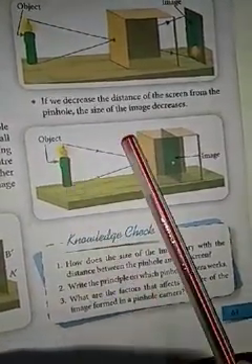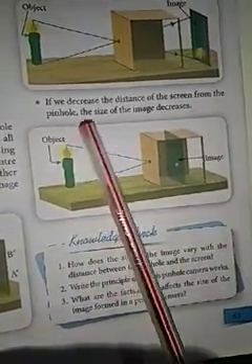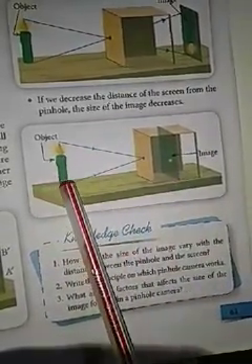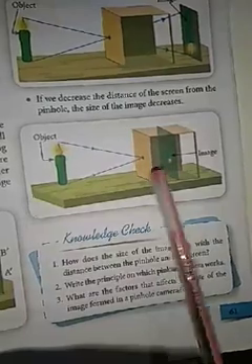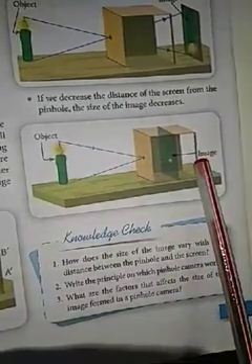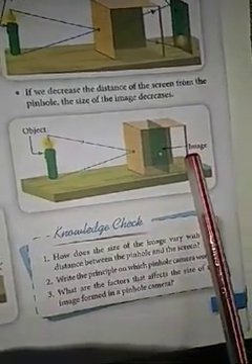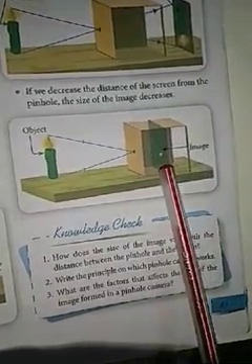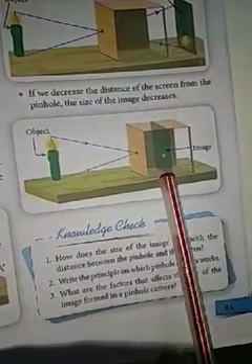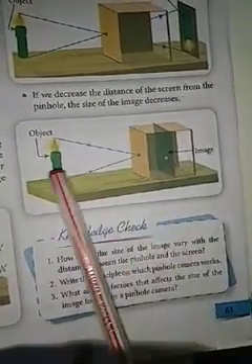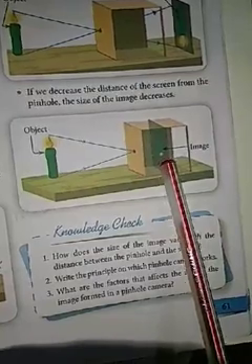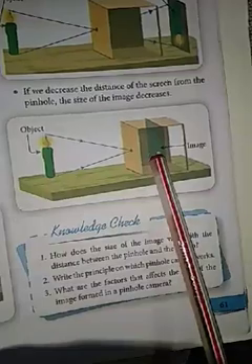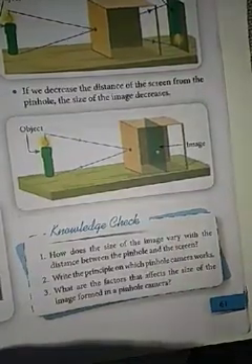If you decrease the distance of the screen from the pinhole, the size of the image decreases. You see, this is the object, the pinhole camera, and this was the initial position of the screen. Now the screen is shifted towards the pinhole. This is the object and this is the image. Now the distance between the screen and the pinhole decreases, as a result of which the image size decreases.